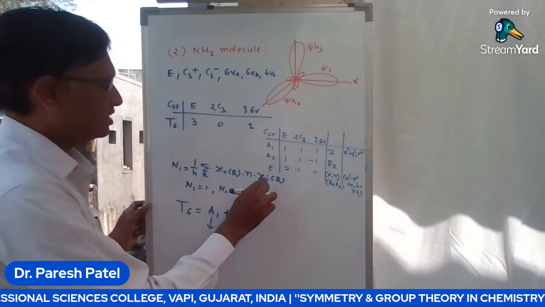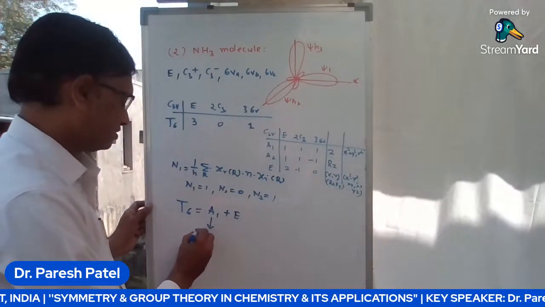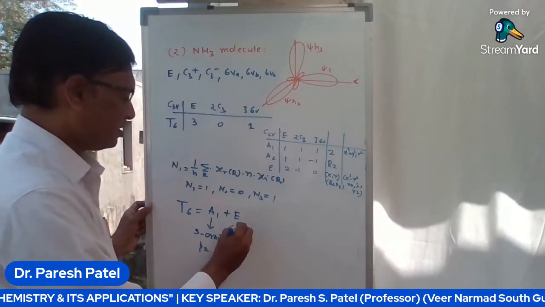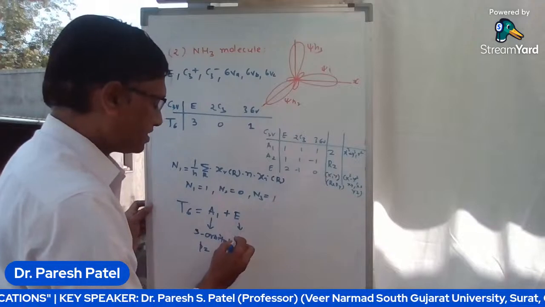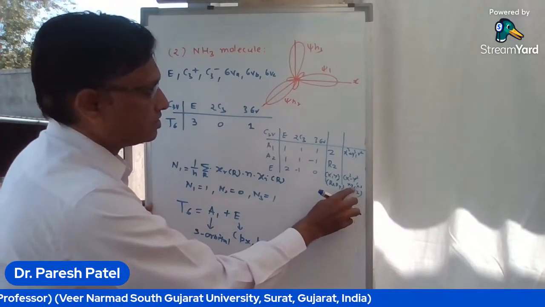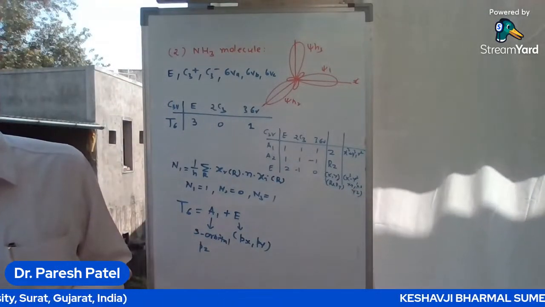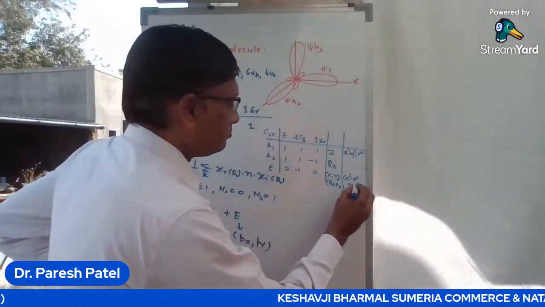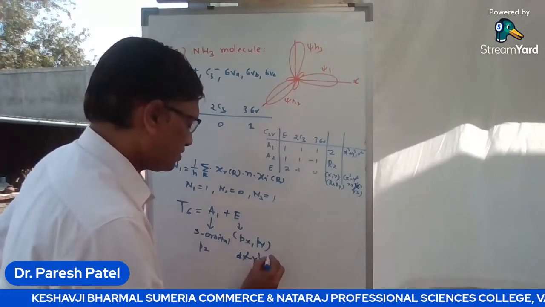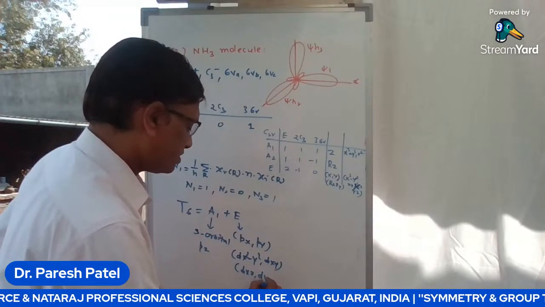Now we can predict that A1 is the contribution from the pz as well as the s orbital. E is px and py, x and y, it means px and py. And this is the contribution from dx square minus y square, dxy, and dxz and dyz.